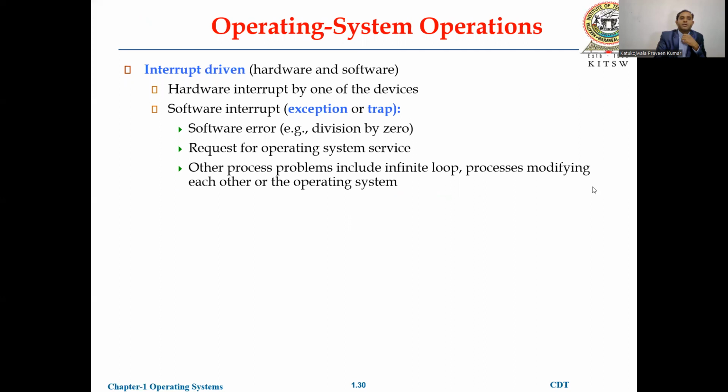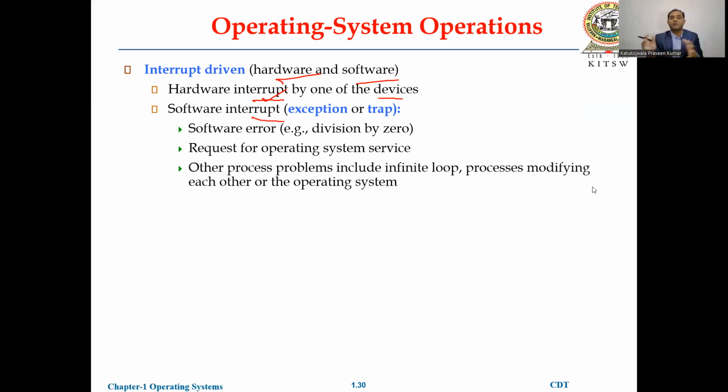In an operating system, it is interrupt driven, that is, hardware and software. Interrupt means something is stopping your work. A hardware interrupt is caused by one of the devices. If there are several hardware components, and the hardware usage is interrupted by some other device or some other task, then it is called a hardware interrupt. And software interrupts are also like that.